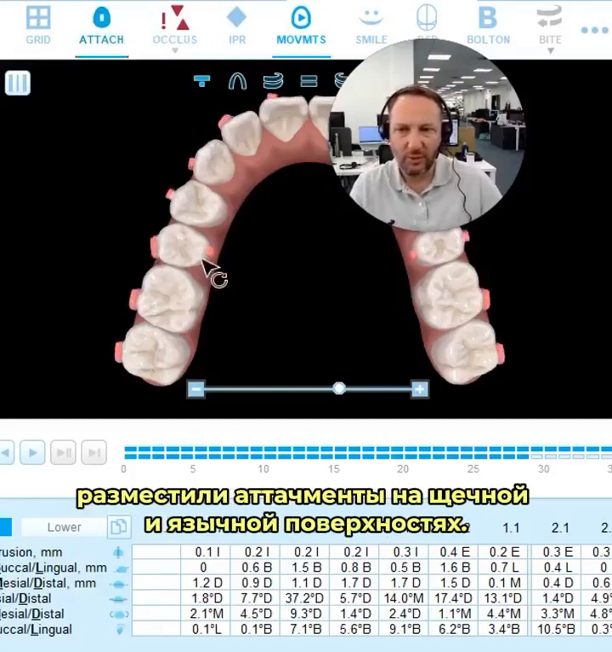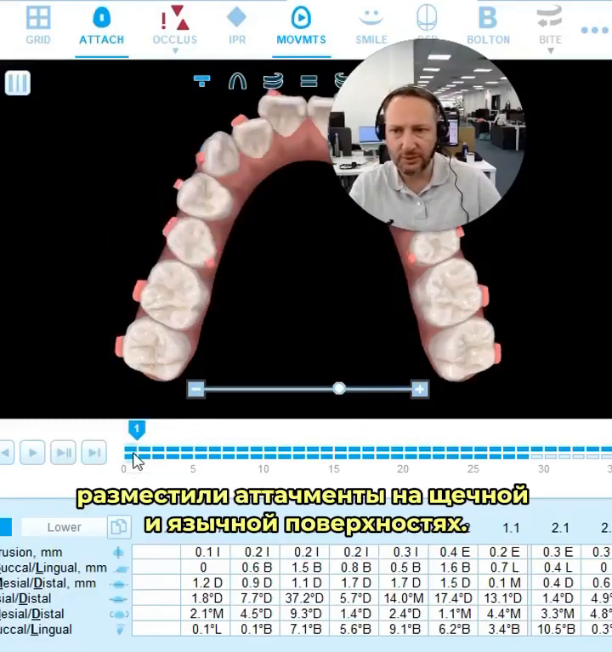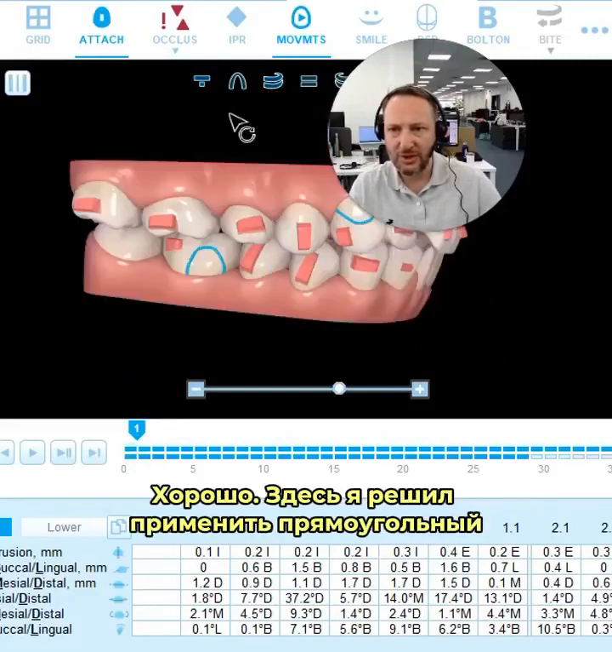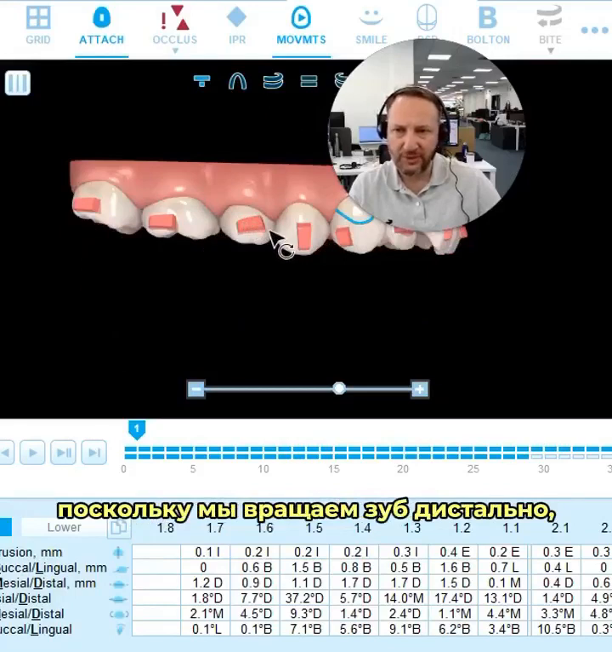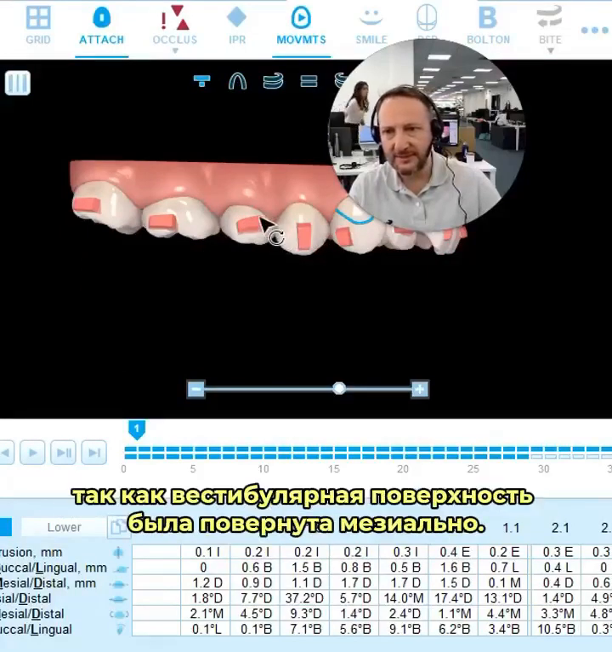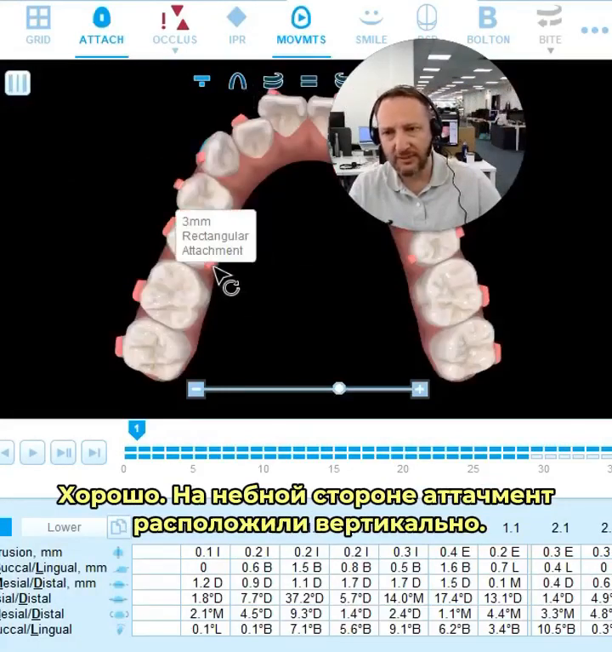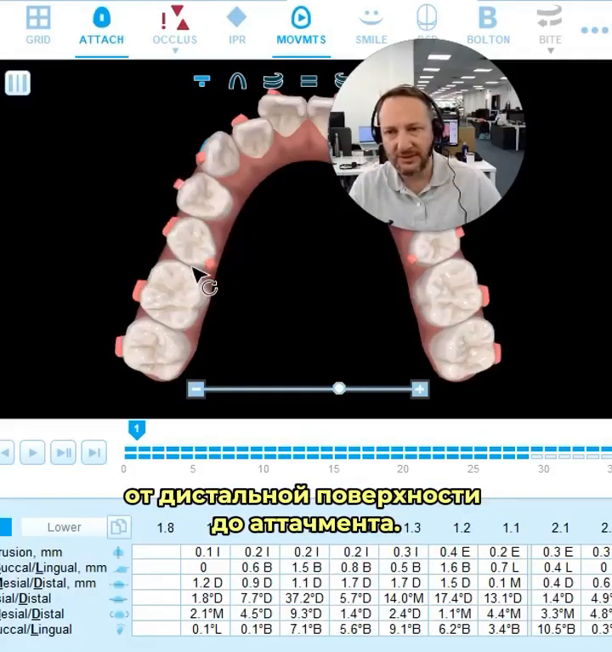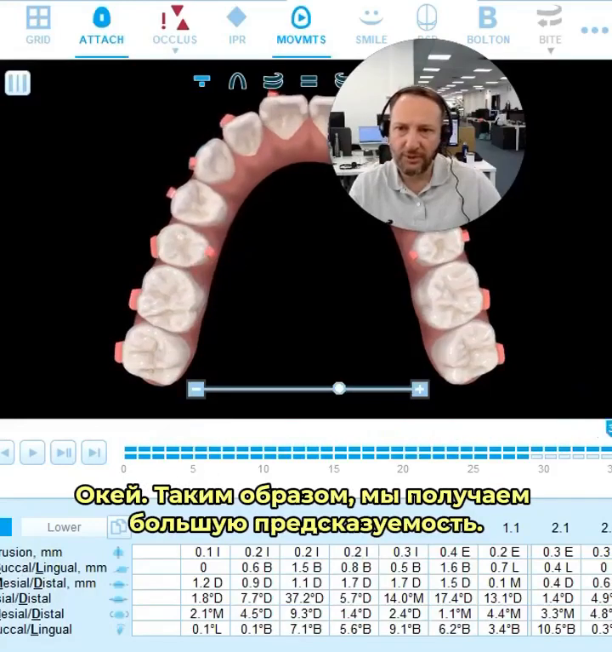How did we do this? By placing one attachment on the buccal surface and another on the lingual surface. I decided to use a rectangular horizontal attachment here, and since we are rotating the crown distal, the flat surface was to the mesial. On the palatal side, we used a vertical one, so we can have a bigger distance from this area on the distal to the attachment, so we can promote this movement with more predictability.